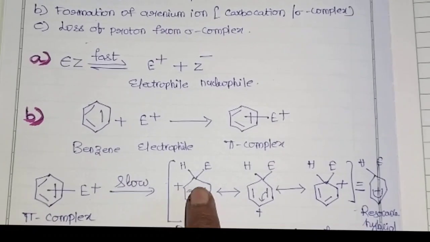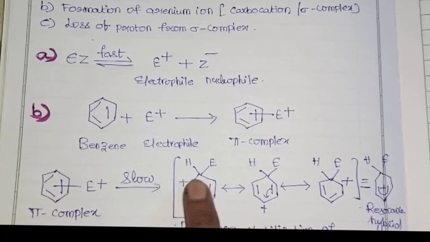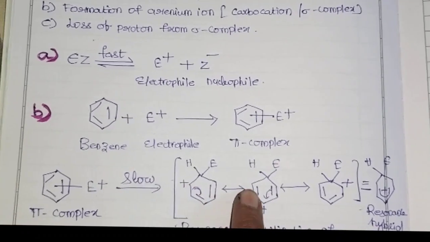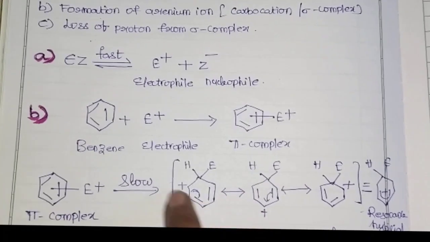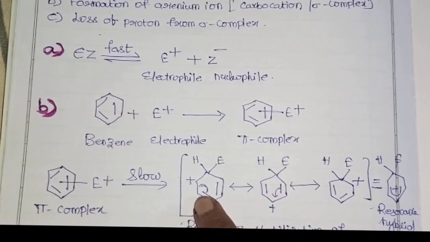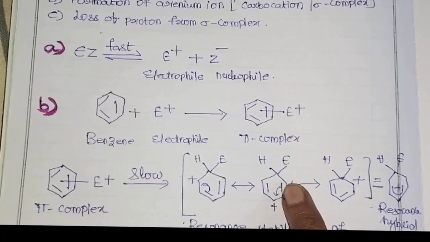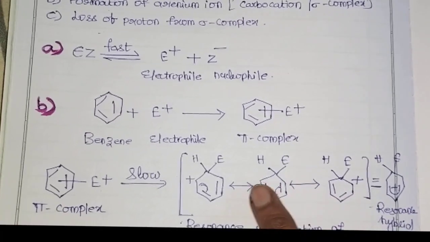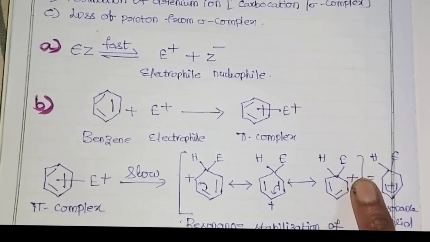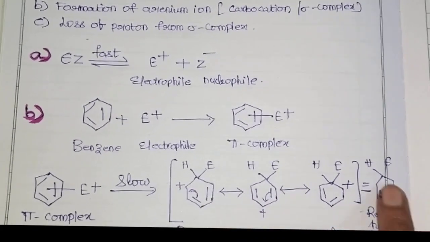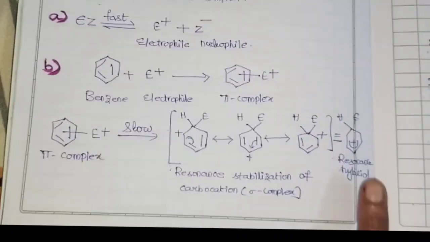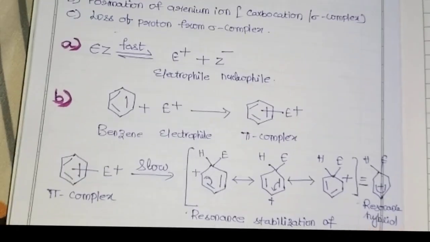It forms a complex, and this double bond will change its position from here to here. So the positive charge is here, again the positive charge here, and this is shifted to here. Again this is shifted to here, so the positive charge will come here. Like this the double bonds will be delocalized, lastly forming a resonance hybrid like this. This is also called the sigma complex. So that is the second step.